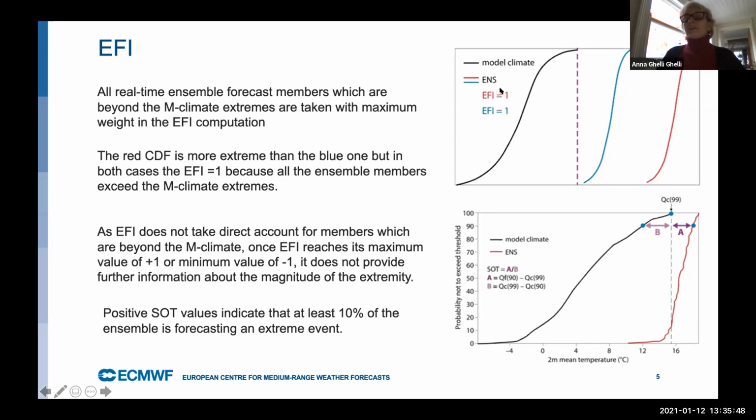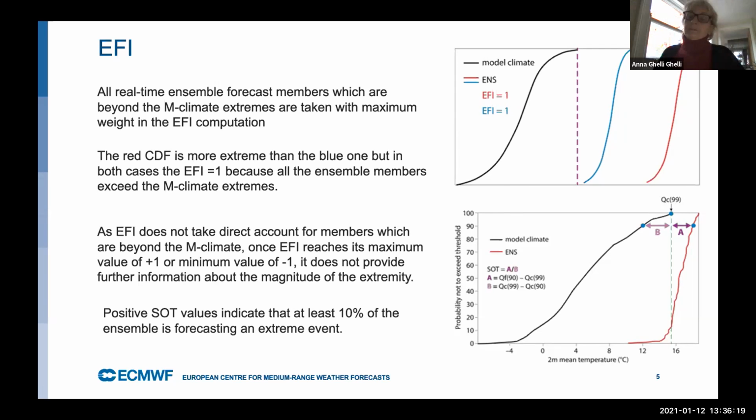And this is because the EFI is designed so that it calculates the area between the two curves, but it can't go further than this specific value, which is the most extreme value in our climate distribution. So effectively, these two forecasts will still have the same value of the EFI, but you can see that the red curve is actually more extreme than the blue curve.